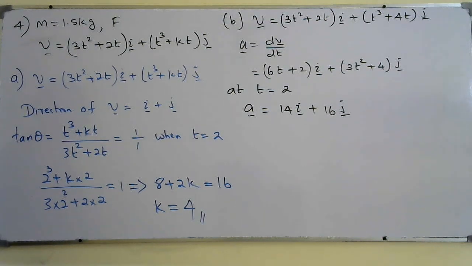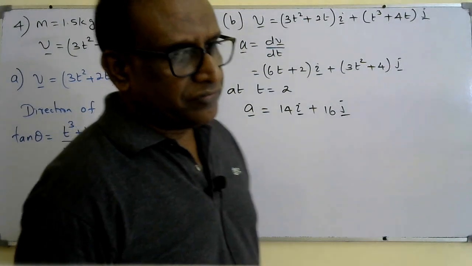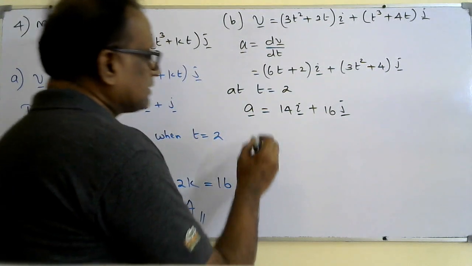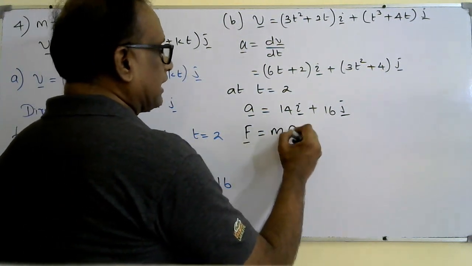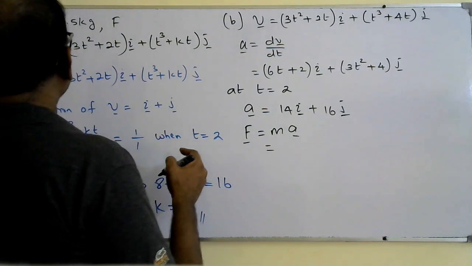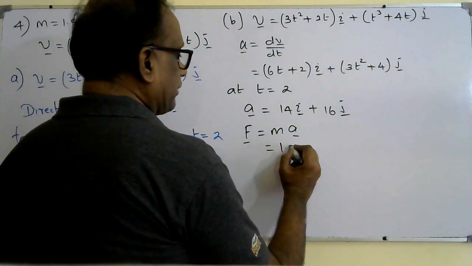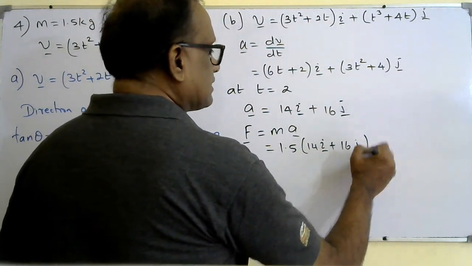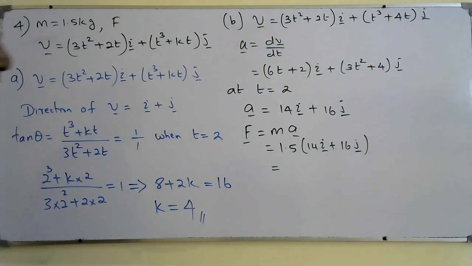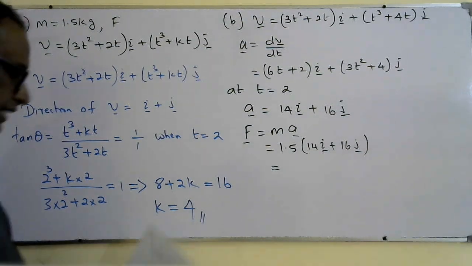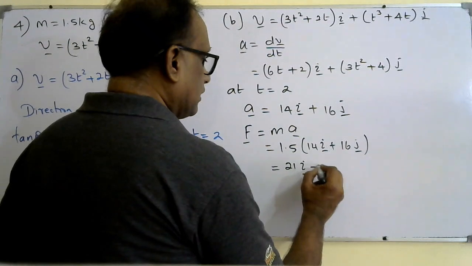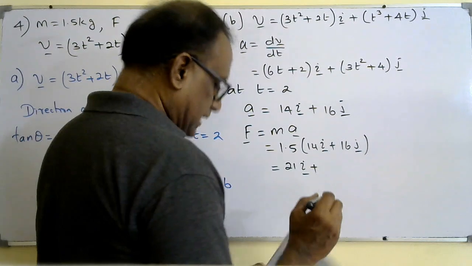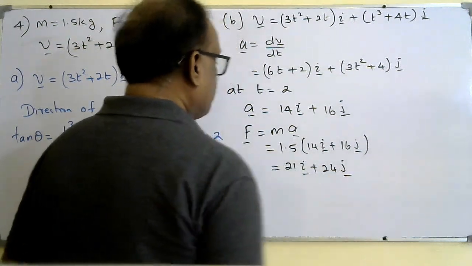Okay, so we can use F equals ma. We can find the force vector first. Then F equals ma. The mass is given as 1.5 kilograms. So 1.5 times (14i plus 16j). So it's going to be 21i plus 24j.